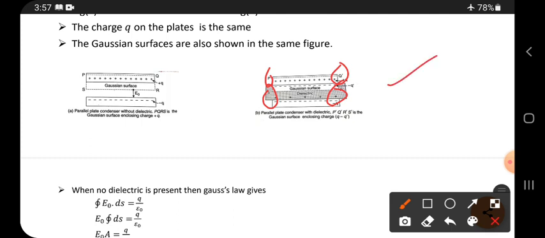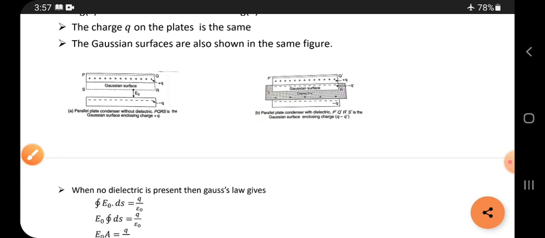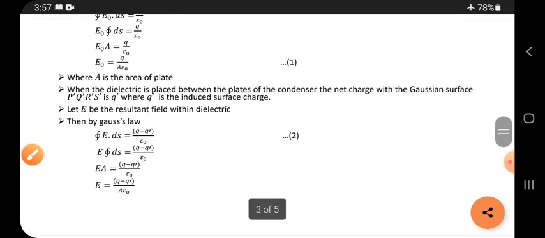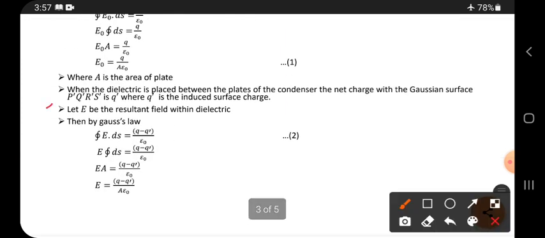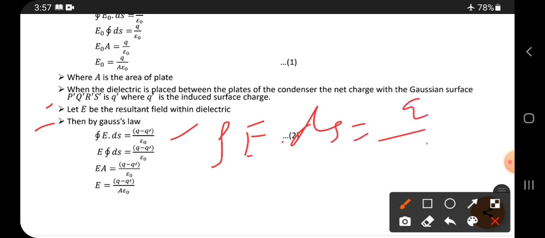This is the Gaussian surface when there is a dielectric. Already without dielectric we have derived it. Next, with dielectric we are going to derive. Let E be the resultant field with the dielectric, then by Gauss law it is this one. Generally Gauss law is integration E dot ds equals q by epsilon naught, but instead of q, here q minus q dash is written.